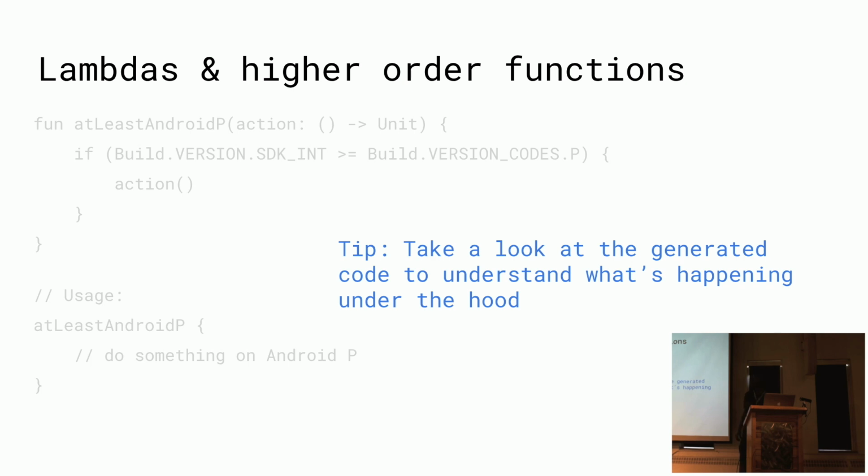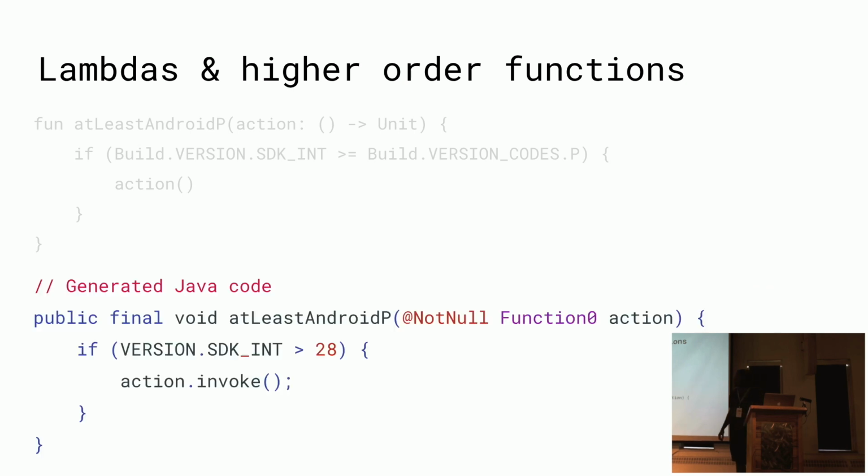And if we look at the generated Java code for this lambda, for this higher order function we just wrote, we see it's translated to a normal void function, and it takes in a parameter called Function0. I'm going to talk about that shortly. And then it executes the body of our code, which is nice.